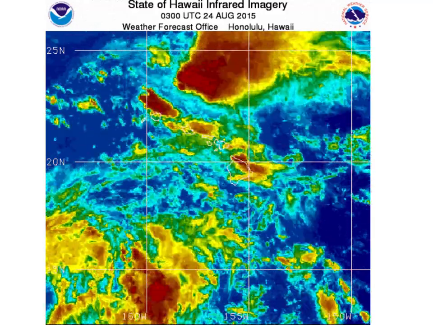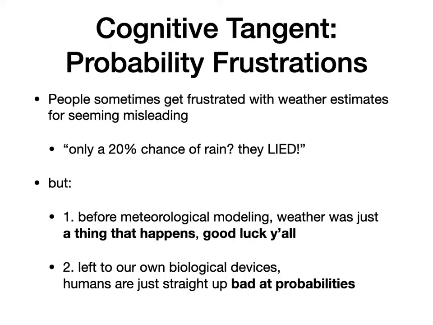a Cog Sci course. So, why do we find probability so frustrating sometimes, right? People get frustrated with weather. They say, only 20% chance of rain. Ugh, they lied. It's raining on me now. Here are the things, right? So for one thing, before meteorological modeling, weather was just a thing that happened. So we should be taking what we can get, okay?